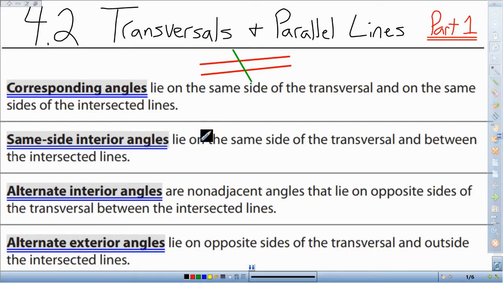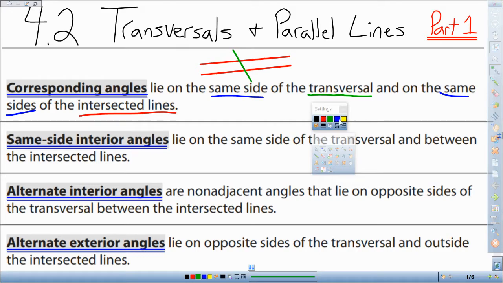The next slide, we'll get into it a bit more, but let's start with what it means to have corresponding angles. Here's what they do. They lie on the same side of the transversal and on the same side of the intersected lines, in other words, the parallel lines. Let's see what that looks like. Here's a transversal. They would both be on the left side of the transversal or both on the right side, and they would also be on the same side of the intersected line. They'd both be above or both below.